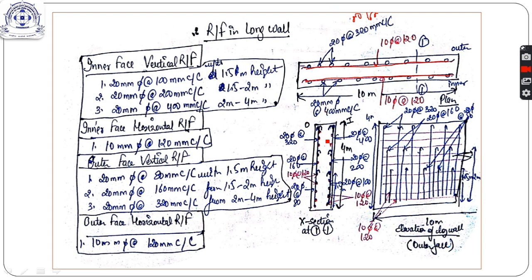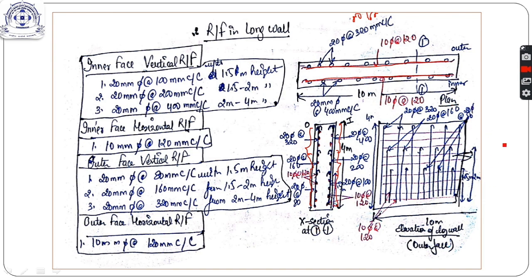The cross section, if I cut a section 1 here, will look like this. If this is the inner face, then the vertical reinforcement is shown in three heights, that is 1.5 meter, 1.5 to 2 meter and 2 to 4 meter. So this reinforcement on the inner face is at spacing 100, this reinforcement 200 and this 400. And on the outer face this is 320 spacing, 160 spacing and 80 spacing. And the horizontal reinforcements are shown here in red dots, 10 mm dia bars at 120 on inner as well as outer face.